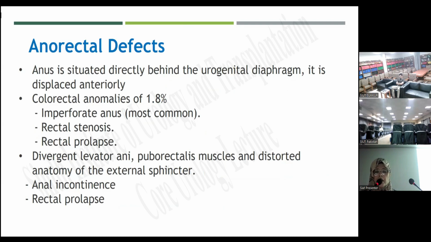As Dr. Daniel previously said, the levator ani is associated with the continence mechanism of the rectum. So if there is any abnormality in the levator ani muscle, with the divergent puborectalis muscle and the distorted anatomy of the external sphincter, it will result in anal incontinence and rectal prolapse.